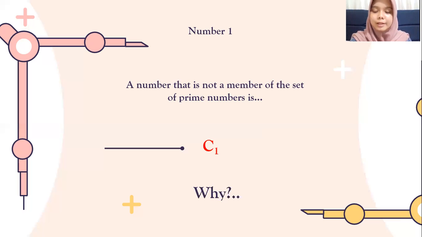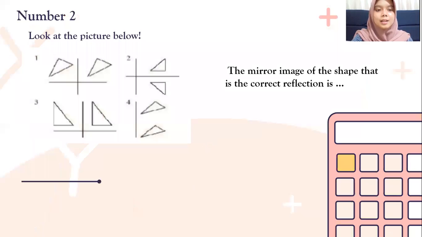Now we go to the next problem. Look at the picture below. The mirror image of the shape that is the correct reflection is. So let's think together the suitable level for this problem. Yeah, it's C2. Why? I will give a simple explanation.